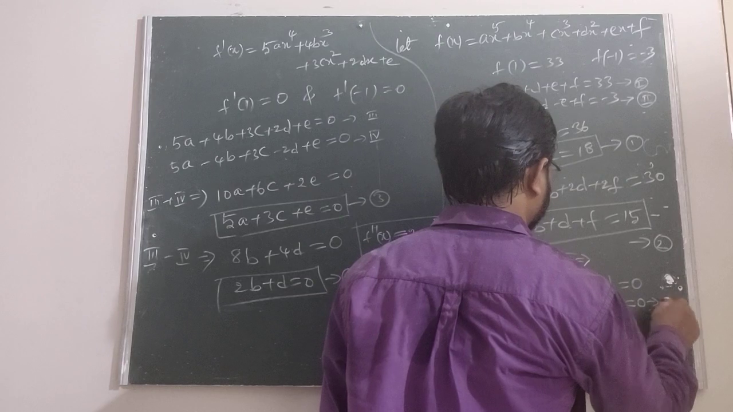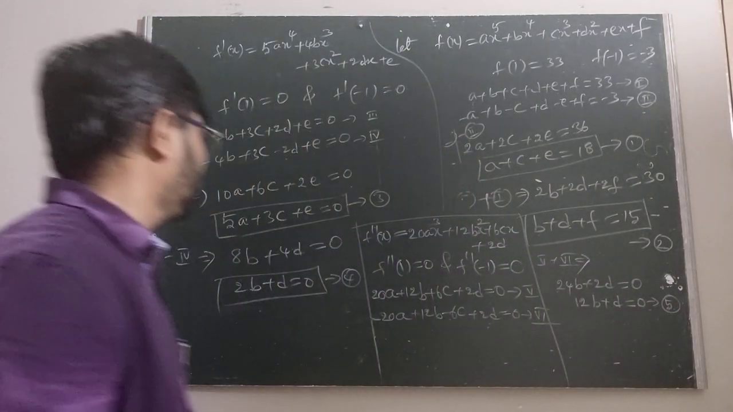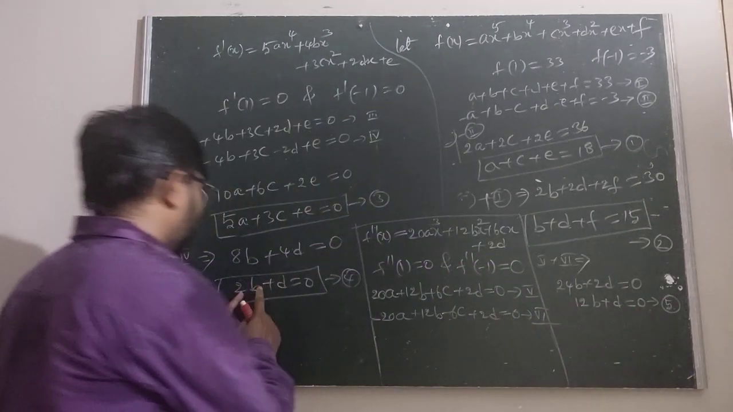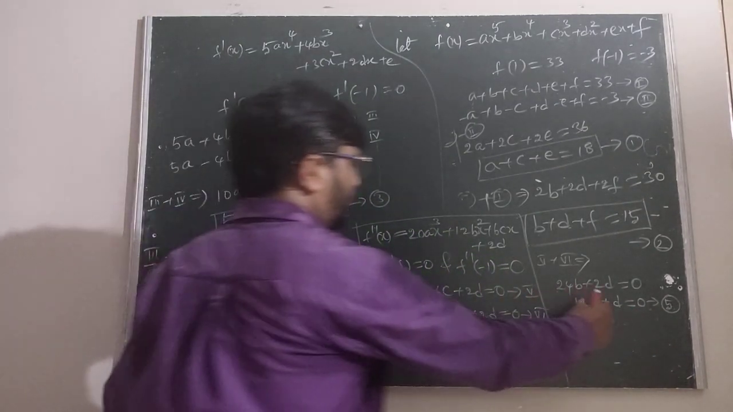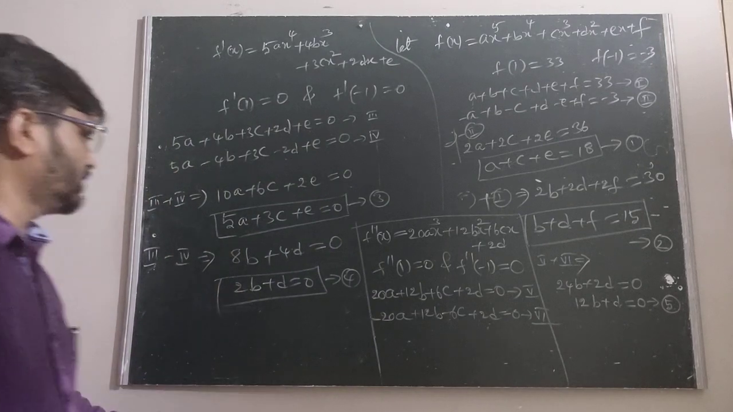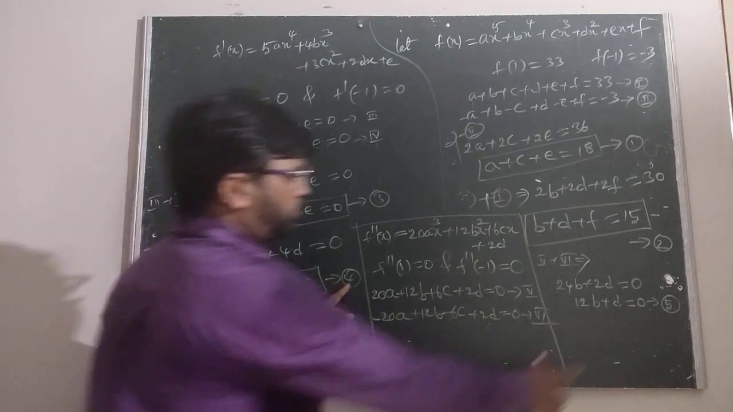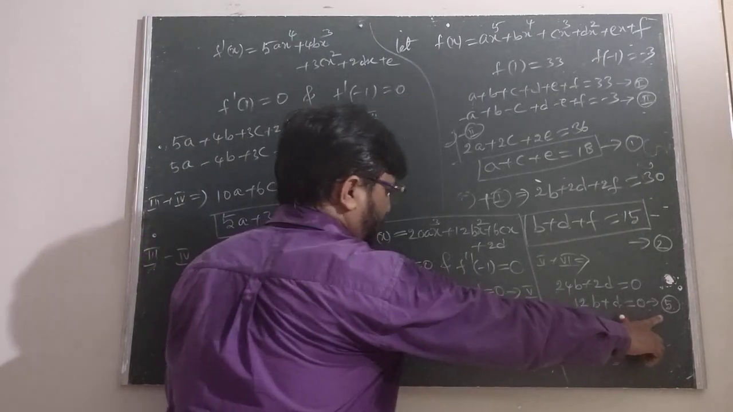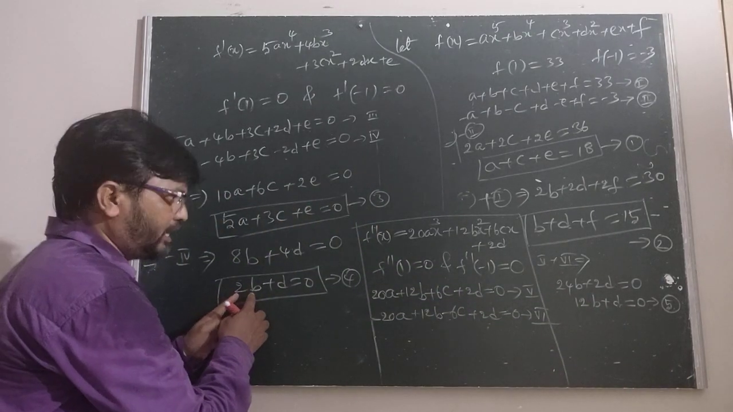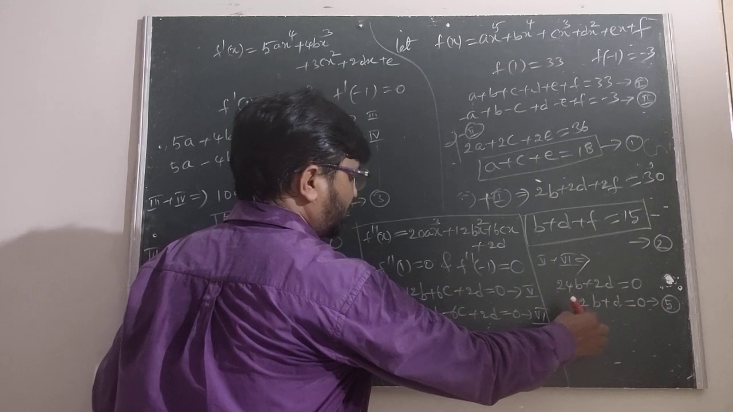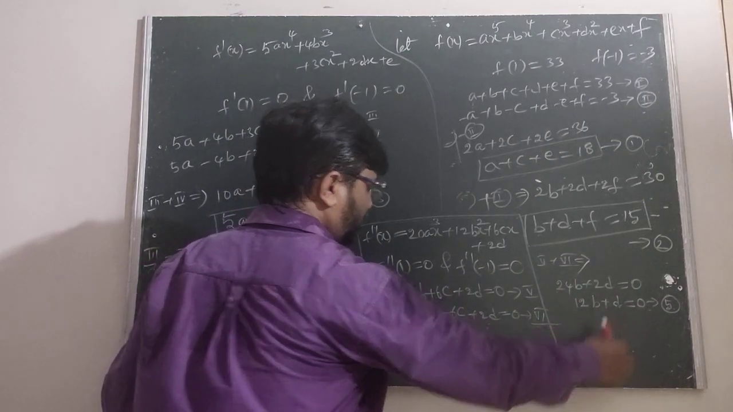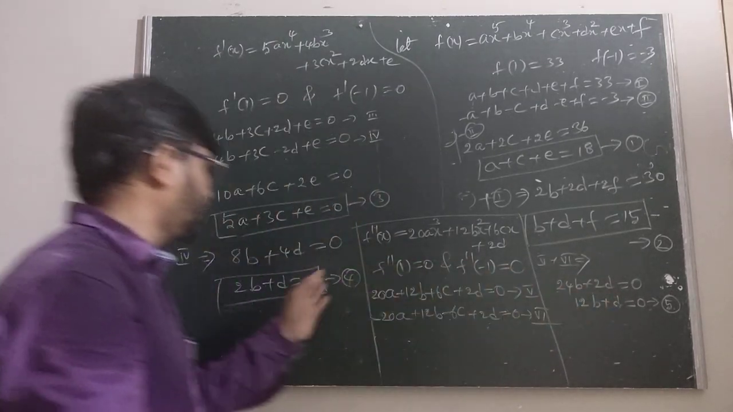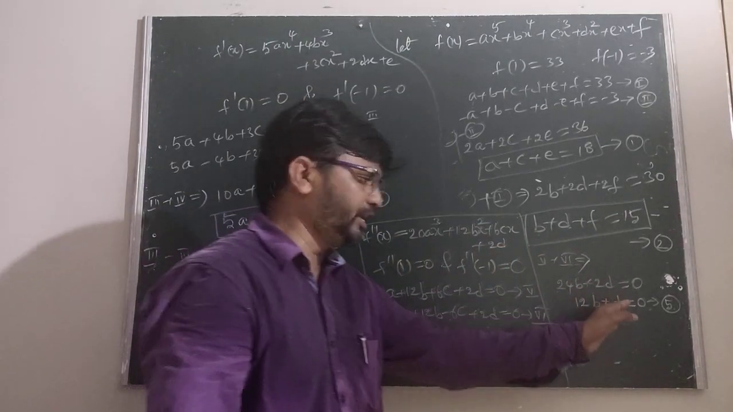This is equation 5. When we observe 4 and 5, after solving them, we get b and d both equal to 0. Why, sir? Suppose we take 4 minus 5. All of you listen carefully. 4 minus 5 gives 2b minus 12b, that is minus 10b equals 0. That is b equals 0. When you get b equals 0, substitute in either 4 or 5, and undoubtedly d is also 0.